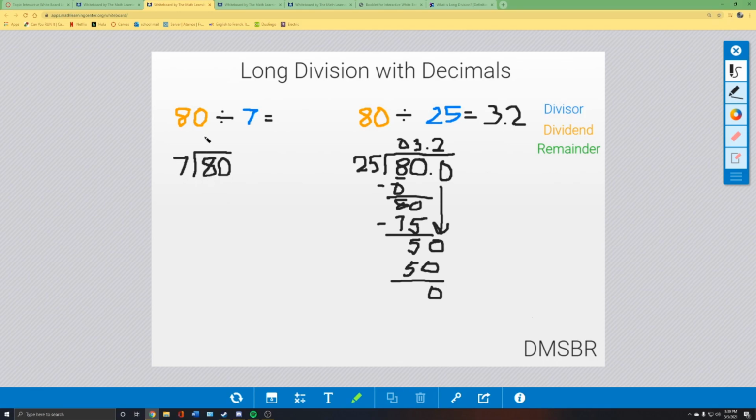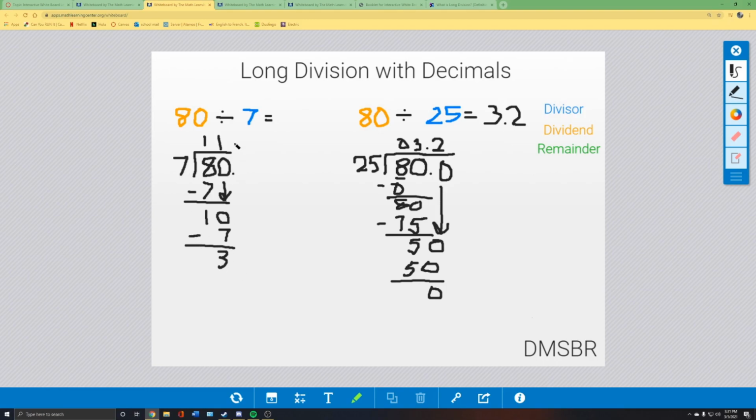7 goes into 8 once. And for any of these problems, you can pause, go back, and re-listen or think about it again. Whatever helps you learn. I'm giving multiple examples, as that's the way I learn, and I hope it helps you. Okay, so 7 into 8 once. 1 times 7 is 7. Subtract. Get 1. Bring down the 0. You get 10. 7 into 10 is 1 again. Then 7, 3.